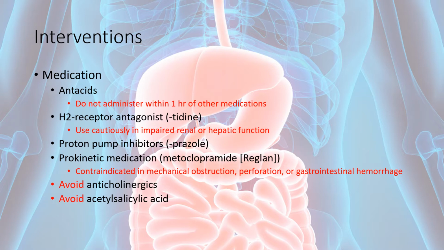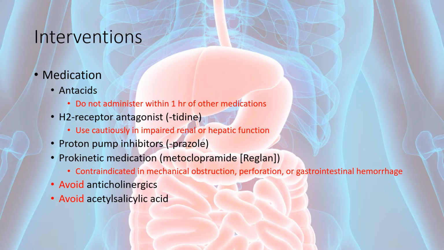Antacids are those over-the-counter products, a lot of liquidy products or a lot of chewable products that we see. Those are those calcium products, the aluminum products, magnesium products, which react with the gastric acid to produce neutral salts or salts of low acidity. We need to make sure that we educate our patient to not administer within 1 hour of other medications.